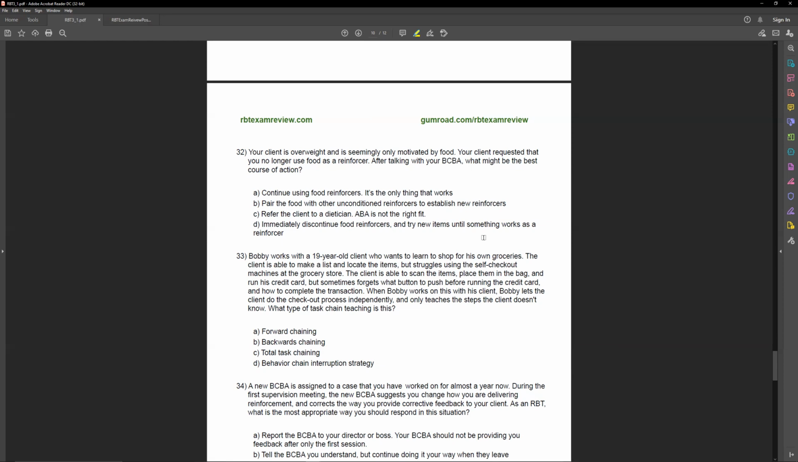Remember, you have unconditioned and conditioned. So we take the unconditioned, you pair it with another stimuli, you get a conditioned reinforcer, okay? So B is really good. Remember, on your exam, always read all your answer choices. You want the best answer, okay? That's what they want. So even though A or B might be what you think is the right answer, still read everything. Make sure you get the best answer.